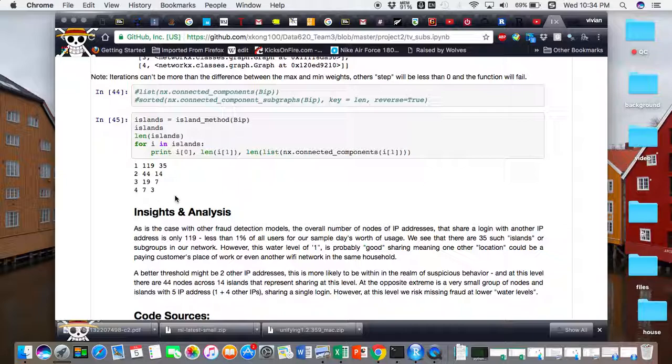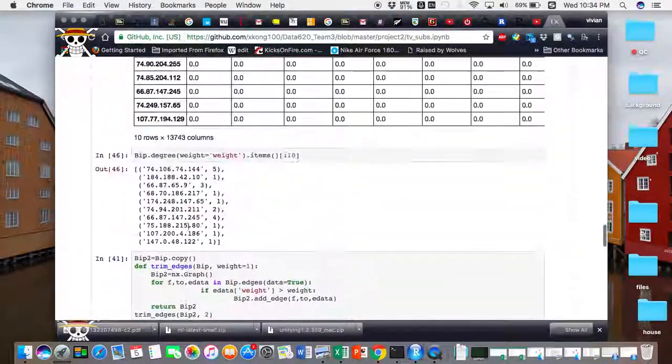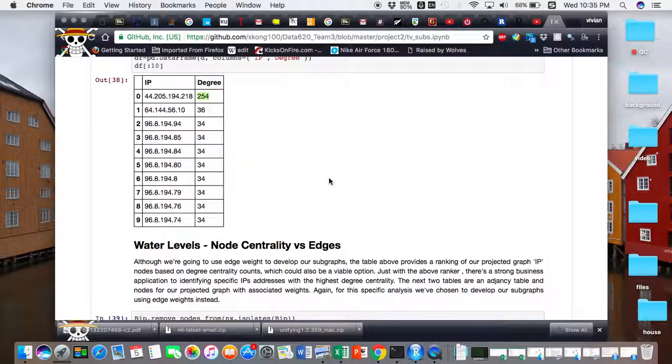For this one day of usage, the sharing seems reasonable. But if we go back to the degree centralities, this IP address, 44.205.194.218, will bring us to caution. We may take a little time to look at their sharing because they have 254 degrees and edges to share.